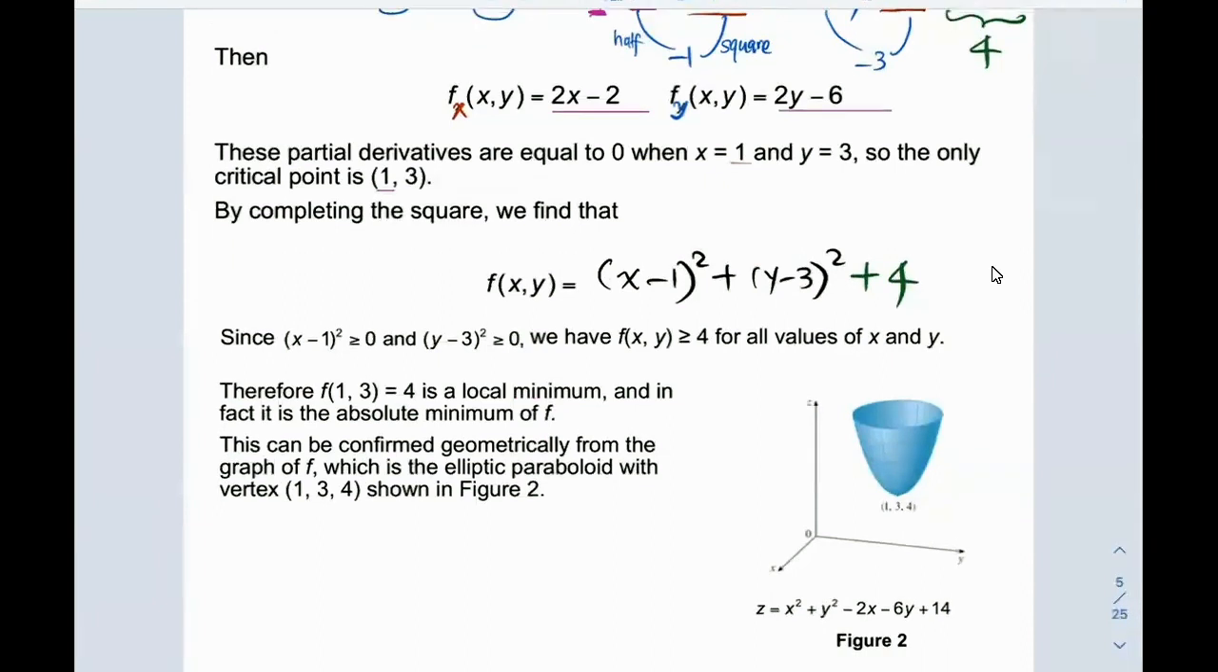And we can confirm the result we have here by looking at the graph of this function of 2 variables. This is a graph. It is an elliptic paraboloid. And when x equals 1 and y equals 3, the function value is 4. And that 4 is the smallest function value in the whole domain.